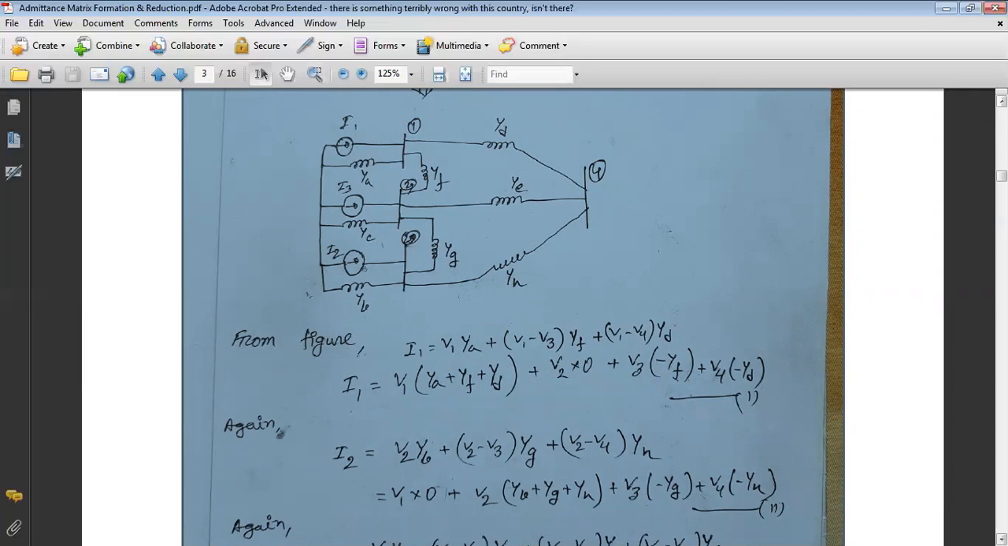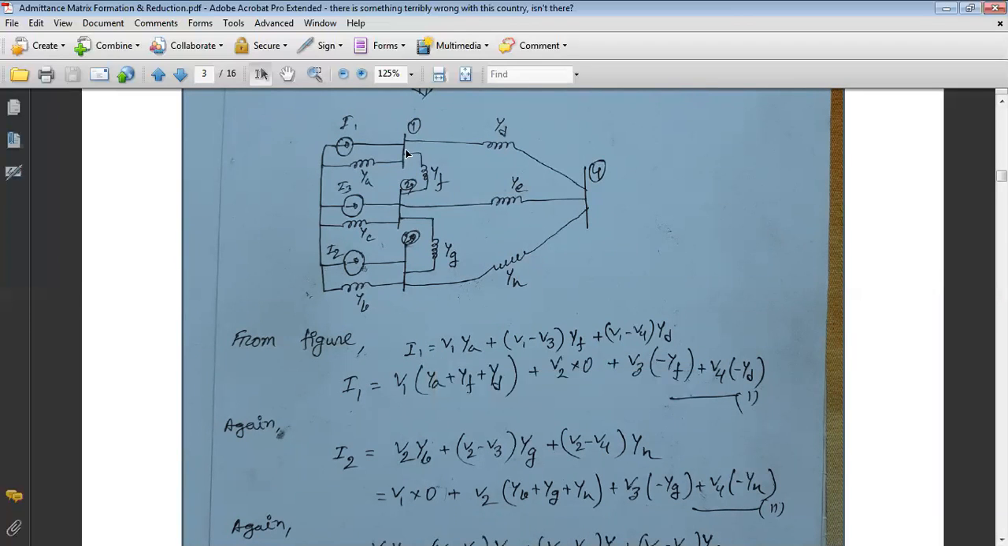Whenever we have to find the nodal equation, we have to apply Kirchhoff's current law at every node. At first we apply Kirchhoff's current law at bus 1. The basic equation is that the sum of entering current should be equal to the sum of leaving current. So this is Kirchhoff's current law actually. Here, a single current enters bus 1, that is I1. So I1 is equal to the sum of leaving current.